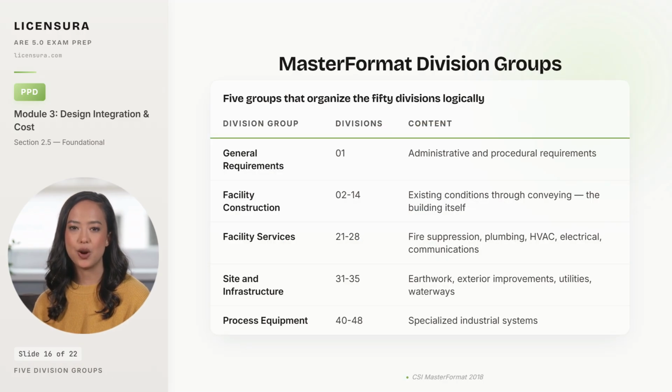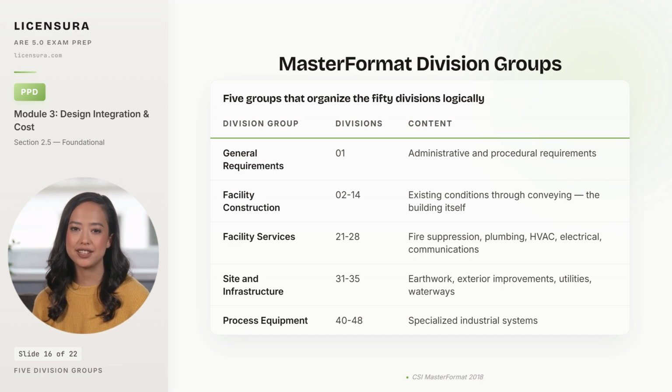5 division groups that organize the 50 MasterFormat divisions logically. General requirements is Division 1 alone, and it covers the administrative and procedural requirements: submittals, quality control, temporary facilities, project meetings, that apply across every other division on the project. Facility construction is divisions 2 through 14, and it covers the building itself: existing conditions, concrete, masonry, metals, wood and composites, thermal and moisture protection, openings, finishes, specialties, equipment, furnishings, special construction, and conveying equipment like elevators.